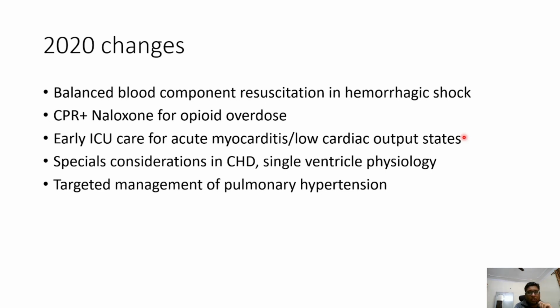Special considerations are required in congenital heart disorders, especially with single ventricle physiology, where the normal pathways of venous return and output from the heart are somewhat impaired. And targeted management of pulmonary hypertension should be done, because pulmonary hypertension can progress very early and can lead to an irreversible low cardiac output state. Okay, so these were the few main summary points.